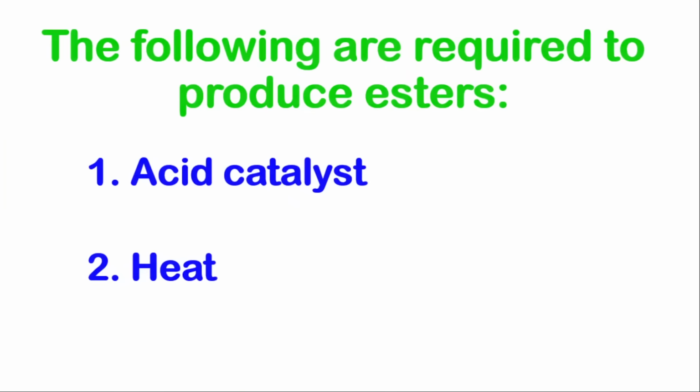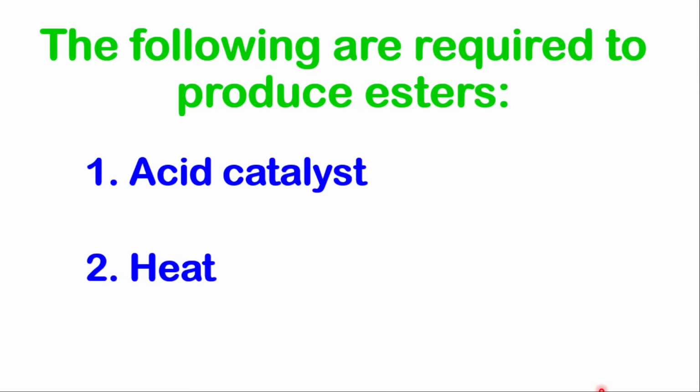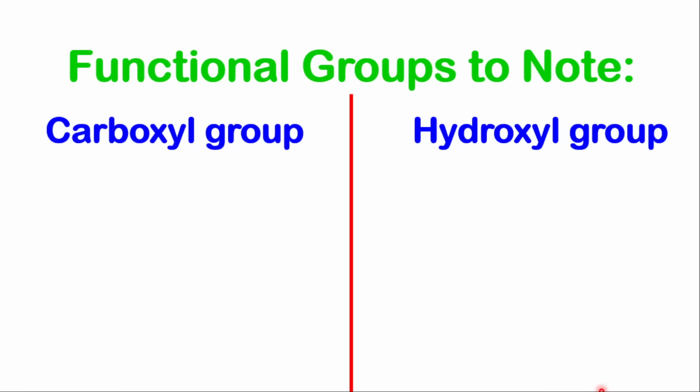So once you react the acid with the alcohol, you get ester, all right. To make this happen, you need an acidic catalyst and also some form of energy, which is heat generally. The functional group in carboxylic acid is the carboxyl group. It is COOH, or you may have C double bond O, OH. And for hydroxyl, that is in alcohol. All alcohols will have OH, which is the hydroxyl group.